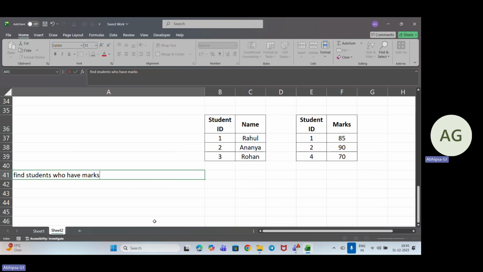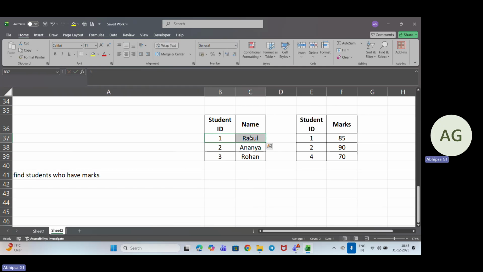Now using a subquery, we use the logic that first I need to find out the IDs. So the subquery will get the list of IDs from the marks table. Now coming down to the main query, I want to find the students who have marks. The main query will check which students are matching. So first we find the IDs, second we filter the students. After doing it, we will get the result of Rahul and Ananya. So the names are what I get as the result after using the subquery.